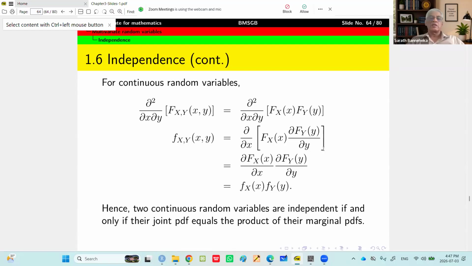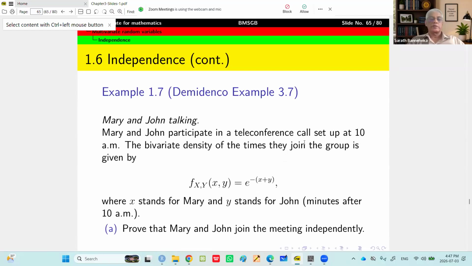Or in other words, we can say if you can factorize the joint density into a product of two functions separately, one function of x, the other function of y. And of course, then there will be a constant, but that has to be the normalizing constant, right? So usually the way that we express it is the joint density has to be equal to the product of individual marginal densities for the random variables to be independent, right?